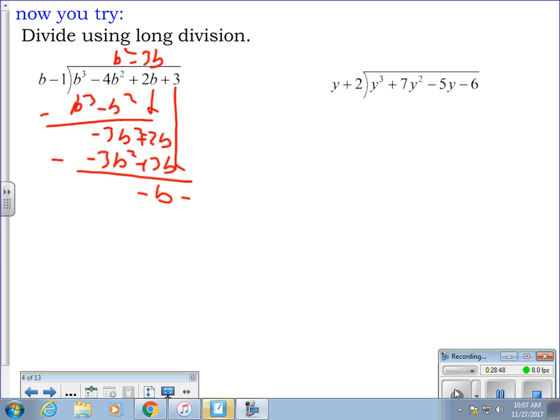Bring down the 3. B goes into negative b, negative 1 times. Negative 1 times b minus 1 is negative b plus 1. Subtract. I get 2. So my answer is b squared minus 3b minus 1 with a remainder of 2.